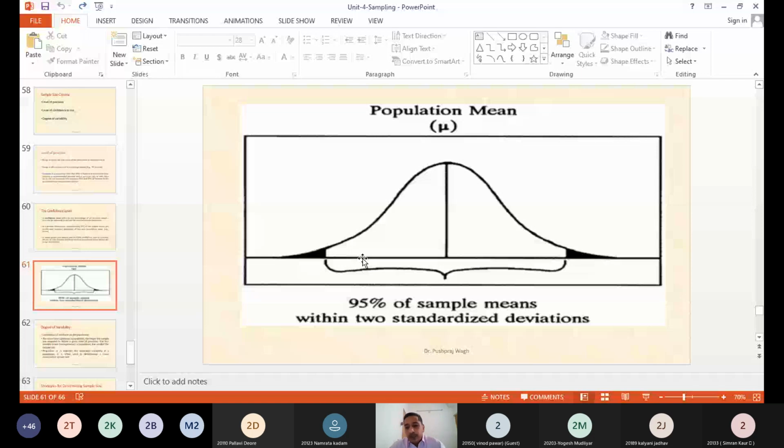This graph is a bell-shaped curve, wherein you see these two limits on both sides, and the area under this bell curve covers the sample values that correspond to the population mean. This area is approximately 95%. So 95% of the sample means fall within two standard deviations under this bell-shaped curve. Have you understood this bell-shaped curve?